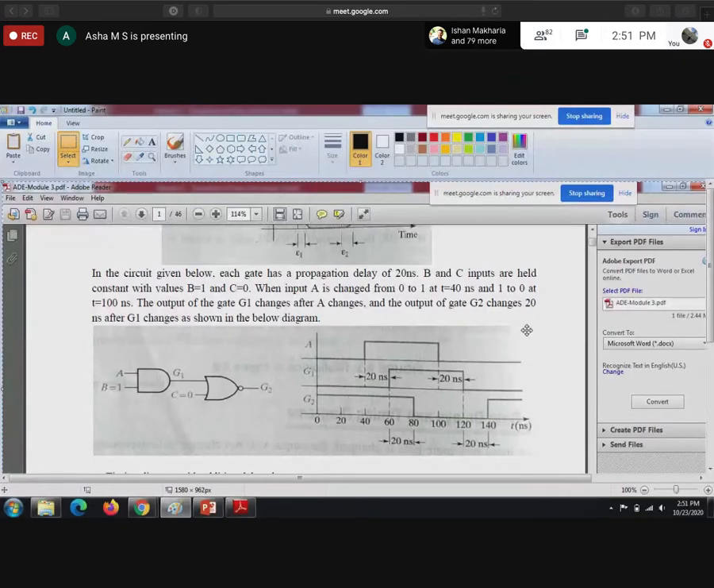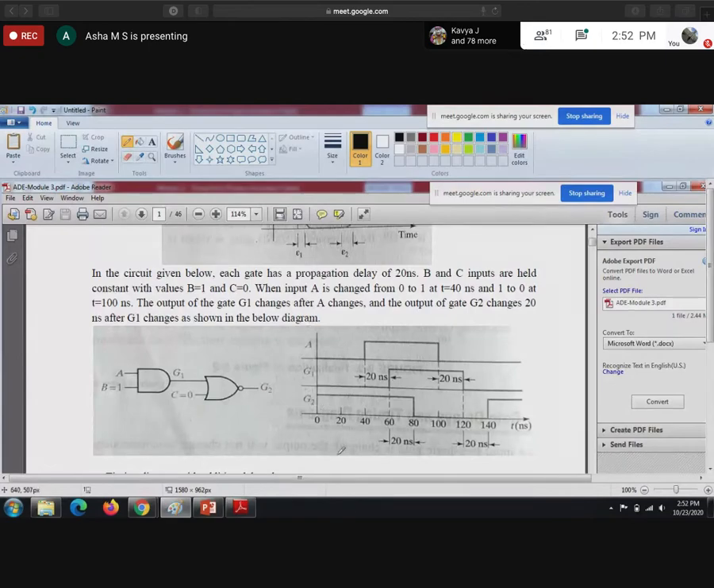That's it. In this particular example, I have two gates, gate 1 and gate 2. Gate 1 is the AND gate, gate 2 is the NOR gate. What are the inputs for the AND gate? A and B. For the NOR gate, G1 and C. G2 is the output of the entire circuit. In the circuit given below, each gate has a propagation delay of 20 nanoseconds.